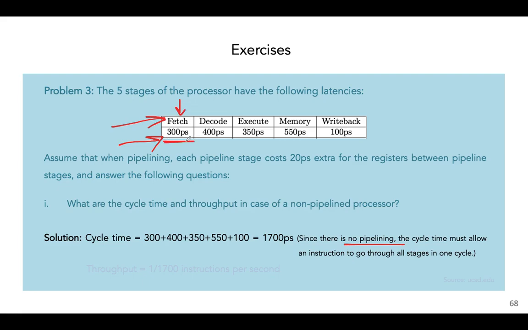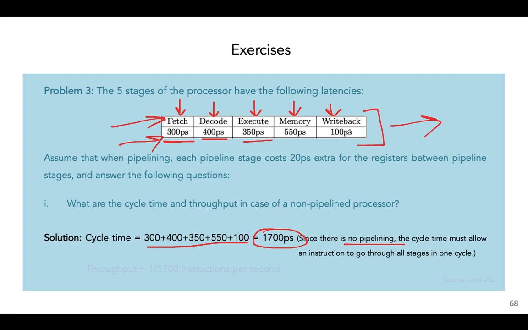The instruction will first go through stage 1. It will take 300 ps to be executed. Then the instruction will move on to the next stage. This stage will add an additional delay of 400 ps. Then the instruction will move on to the third stage, where it will take 350 ps to execute, and so on and so on. And by the time it passes through all the stages, it would have taken this much time, that is 1700 ps. Simple enough. We have simply added the latencies or the delays of all the individual stages involved.